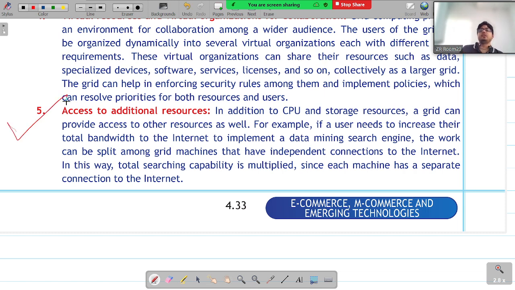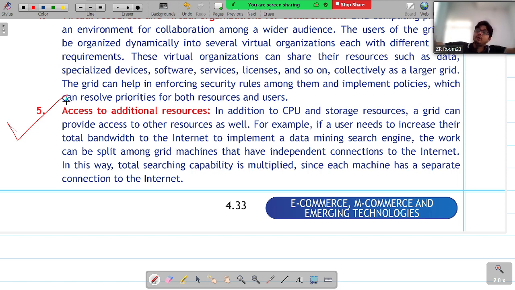Access to additional resources. Now I think you understood the meaning of grid. Grid means we can share everything with every other computer, whatever we are having. Are you getting my point? See, first we shared our storage. Then second we shared our RAM. Third, CPU. Fourth, internet. We are sharing our internet also. Like see, it is written. I will not draw again.